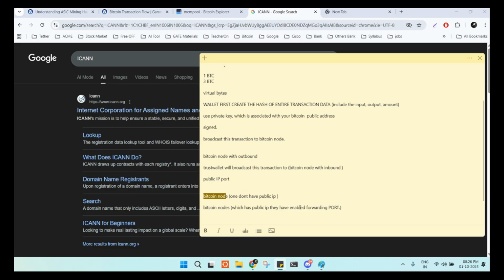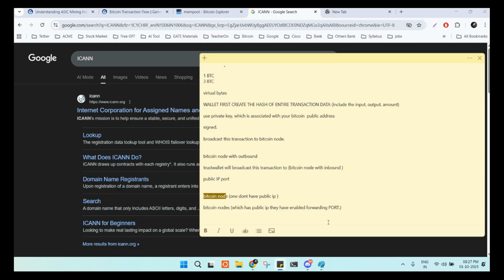Here, these Bitcoin nodes have a public IP and the forwarding port. Trust Wallet can use the internet, and if you can use the internet, you can create a TCP connection. Through the internet, if you know the public IP and the port, you can directly send the data. So for Trust Wallet, it is very easy to broadcast transactions to the Bitcoin nodes which have a public IP and the forwarding port.